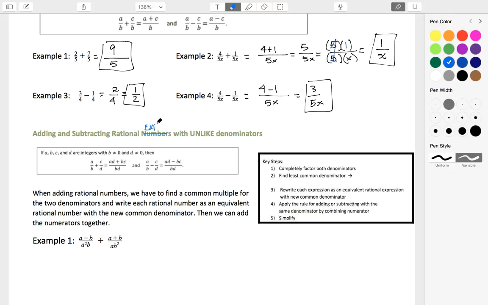Next, adding and subtracting rational expressions with unlike denominators. I have a bunch of text here. These are the key points that you want to have in your notebook. But the most important thing I want you to walk away with is that when they're unlike denominators, we need to find a common denominator. So you need to find a common denominator.